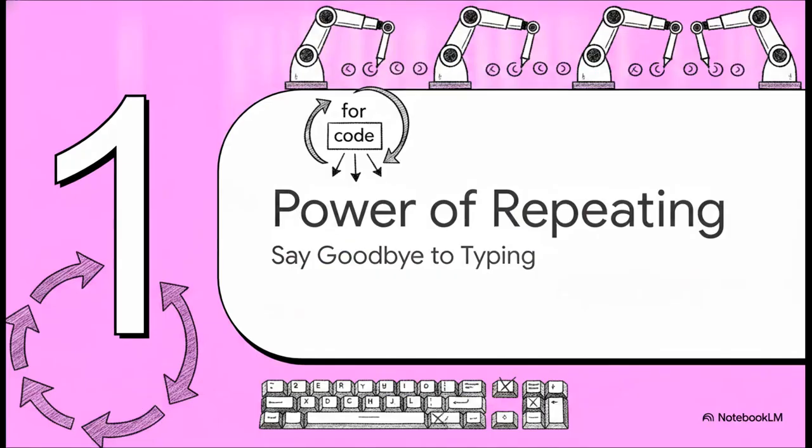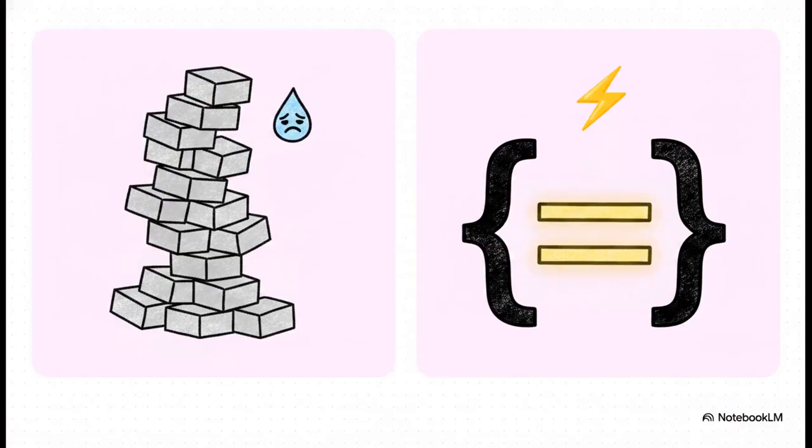Let's start with Section 1, the power of repeating, or as I like to call it, say goodbye to manual typing. This brilliantly illustrates exactly why loops are a total game changer. If you want to print a message 100 times manually, you literally have to type out that print command 100 separate times. It is a massive wall of text. But with loop coding, you write just 2 lines of code. Boom, done. By using a loop, you get the exact same result in a tiny fraction of the time and space. That's the kind of efficiency we're talking about.